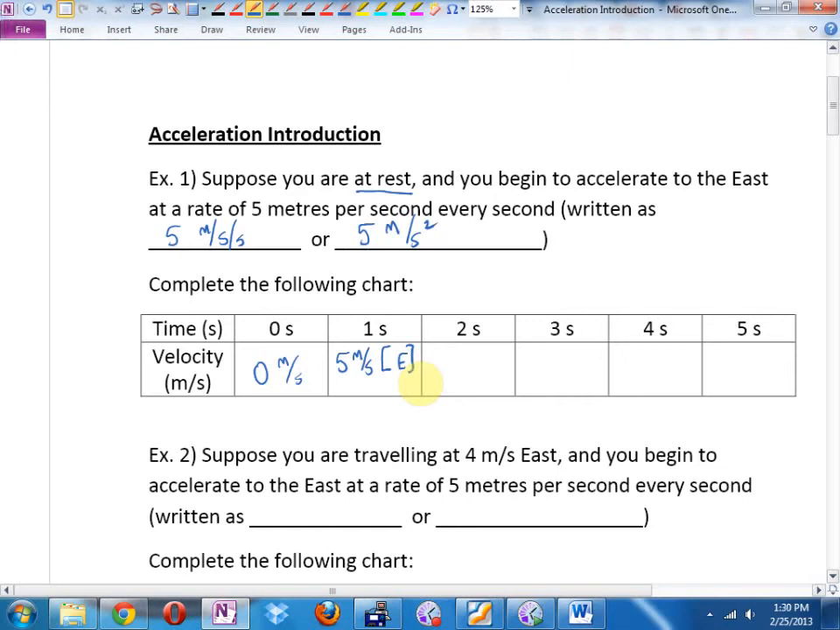I keep accelerating. After 2 seconds, how fast am I traveling? 10. Direction. Spot the pattern. After 3 seconds, how fast am I traveling? 15. Keep going. 20. And then? 25. Okay.